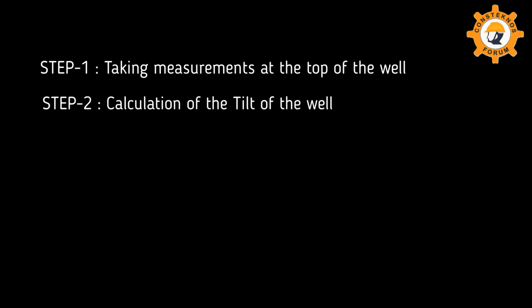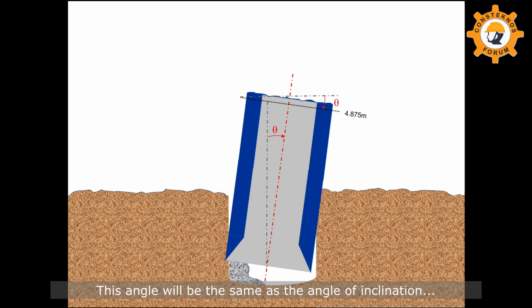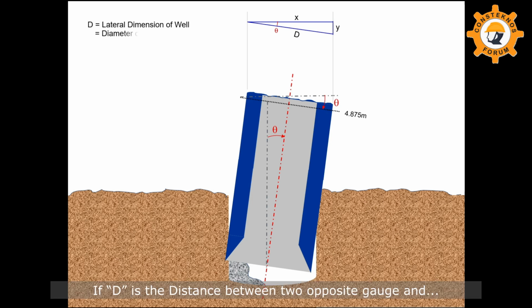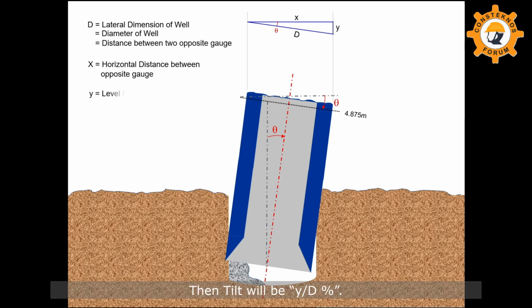Step 2. Calculation of the tilt of the well. Let us assume that the well is tilted at an angle of theta. This angle will be same as the angle of inclination with the horizontal at the top of the well. If d is the distance between two opposite gauges and y is level difference between opposite gauges, then tilt will be y by d %.